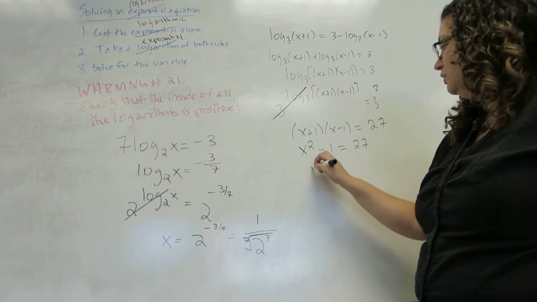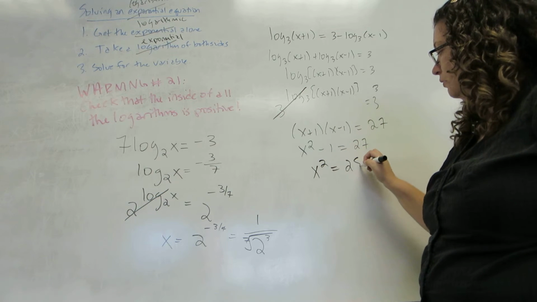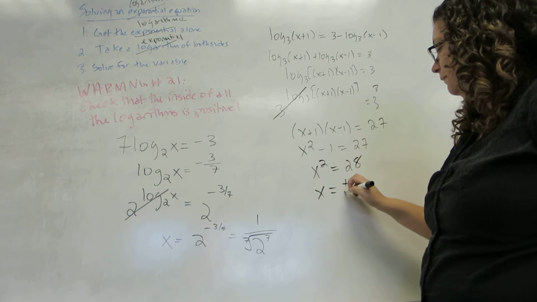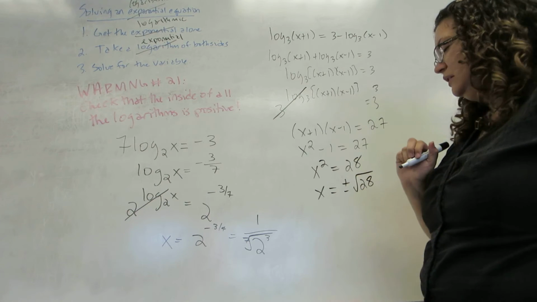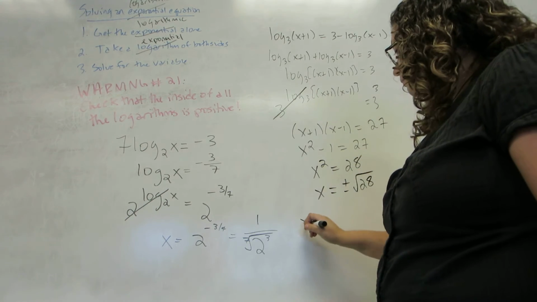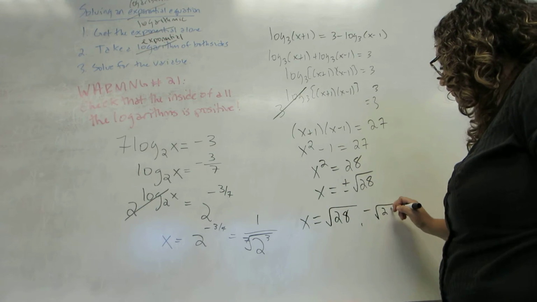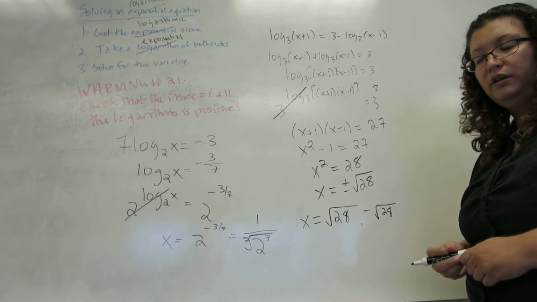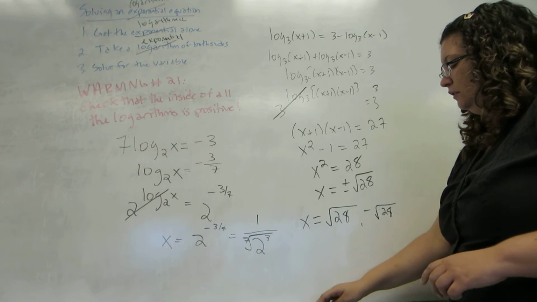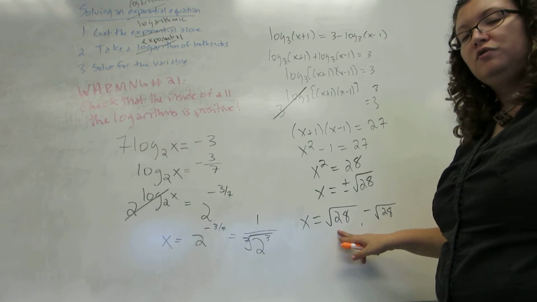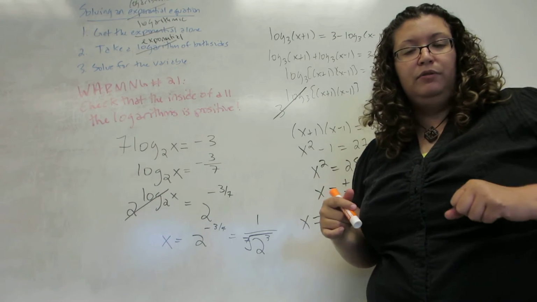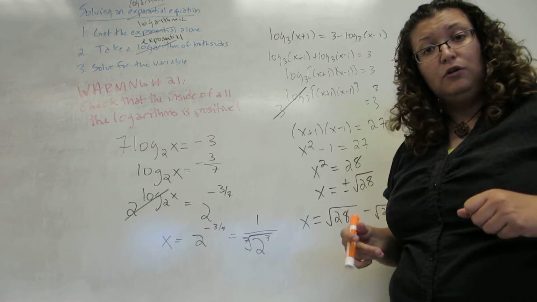Here I only have 1x squared, so I want to get it alone and solve for it. Okay, this gives me 2 answers. Now, remember that you have to check logarithm answers, and I want to do them separately, so I'm going to write my 2 answers separately. Now let's go back and look. The first answer is square root of 28.